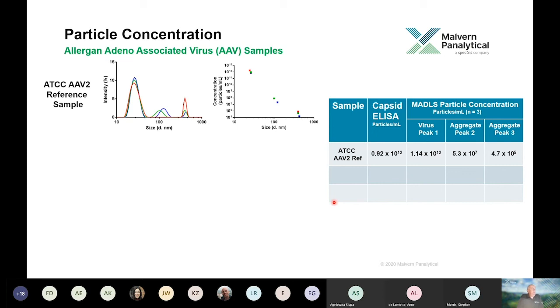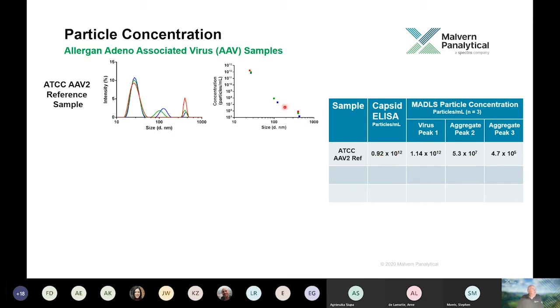What surprised them, because the capsidolysis technique gives them total concentration, was that they were not aware that this reference sample actually contained aggregates. And so what the Ultra told them was that the monomers are there at 1.1 times 10^12, very comparable to what they were getting from their ELISA assay.